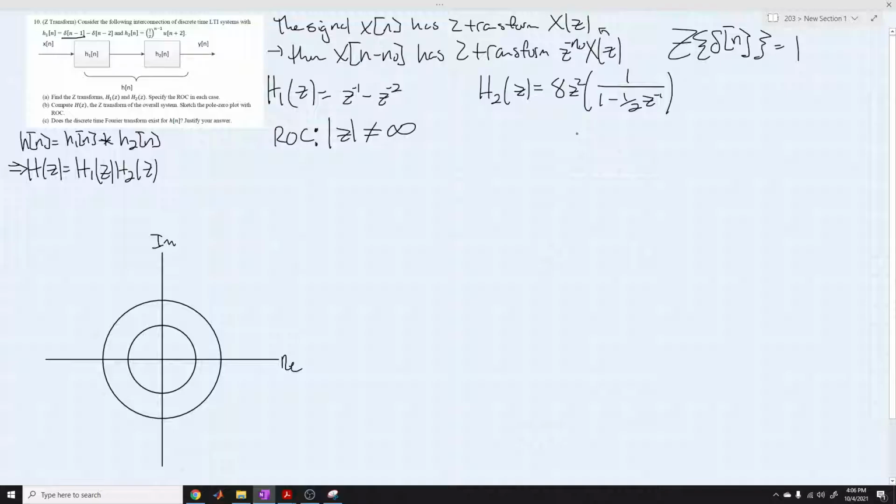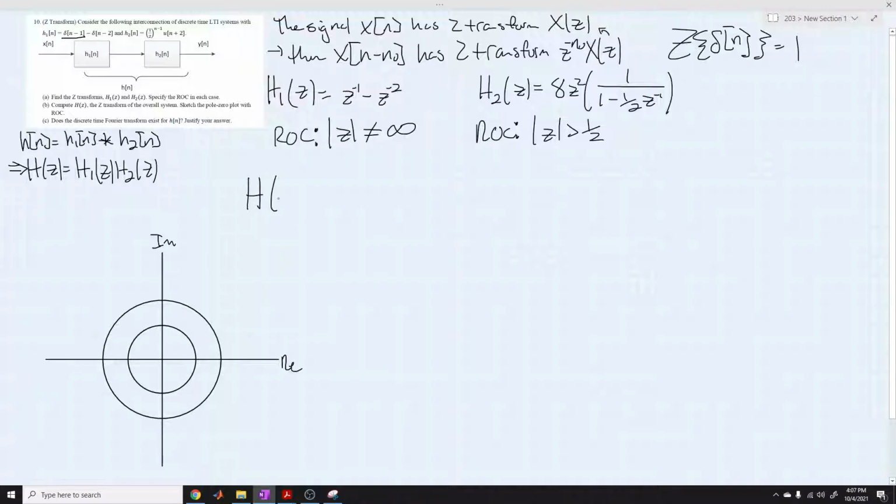Now for H2, we're going to have 1 minus 1/2 z to the negative 1. We don't want that to equal 0, right? So we can multiply everything by z. That'll give us z minus 1/2 equal to 0. And then we end up with the magnitude of z must be greater than 1/2. So our region of convergence on this one is z must be greater than 1/2. And there's H1 of z, there's H2 of z, and there's our regions of convergence.